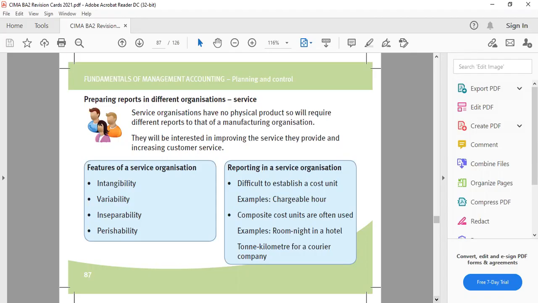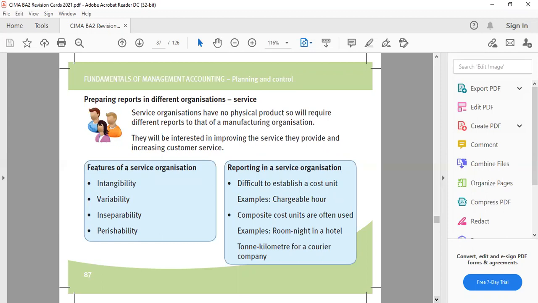See, inseparability is: at the time of production, the consumption also takes place. Both of them happen at the same time. Production and consumption happen at the same time. It cannot be carried forward to the next period.